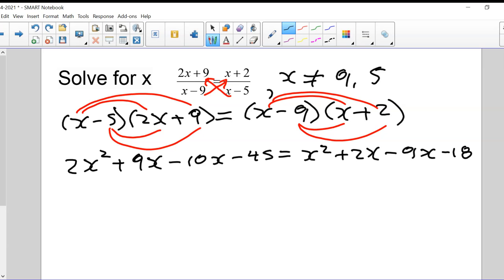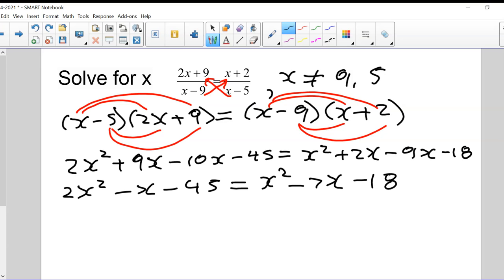Okay, so let's tidy up the left-hand side. 2x squared, 9x minus 10x is minus x, minus 45. And on the right-hand side, x squared minus 7x minus 18. Okay, so that's interesting, but that's just one step to the answer. So, Kristen, what am I supposed to do next? Kristen, you're with us, right?